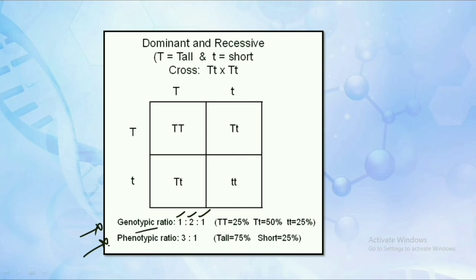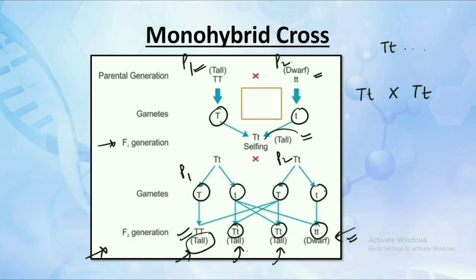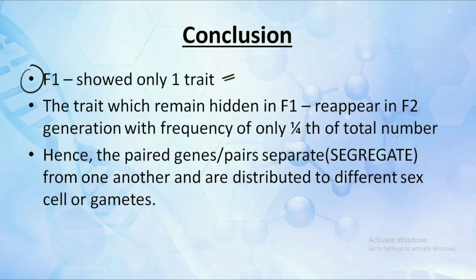So the genotypic ratio for the monohybrid cross is 1:2:1, and for the phenotypic ratio we have 3:1 as our final ratio. The conclusion that Mendel got from the monohybrid cross was that the F1 generation showed only one trait, as we have just discussed, that all of the offspring in the F1 generation were tall in nature. The second conclusion was that the trait which remained hidden in the F1 generation reappears in the F2 generation with the frequency of only 1/4 of the total number.